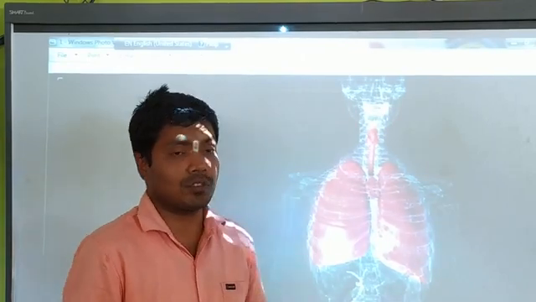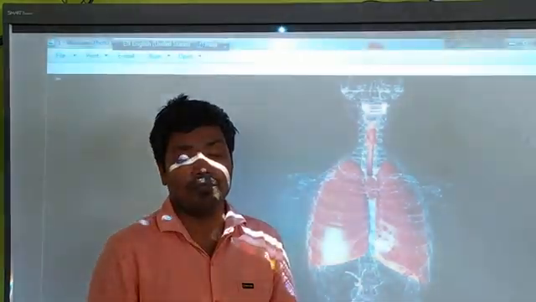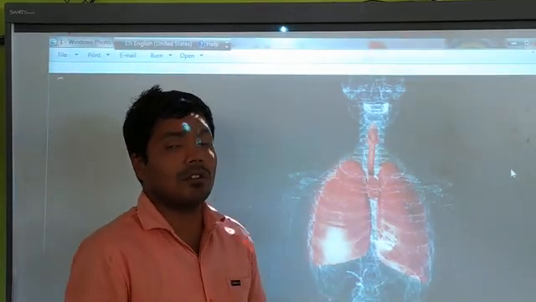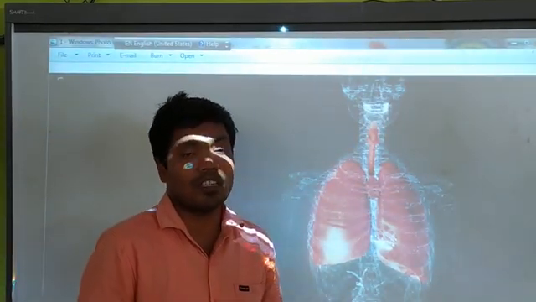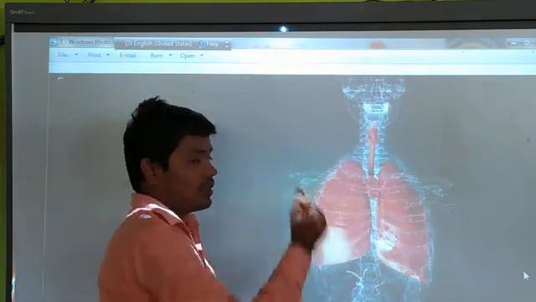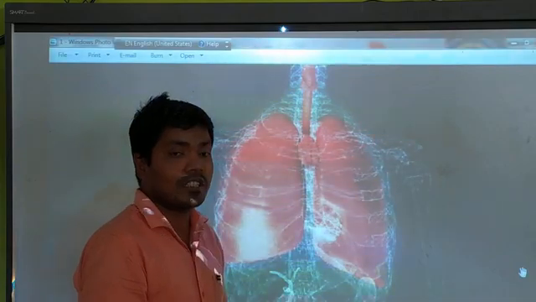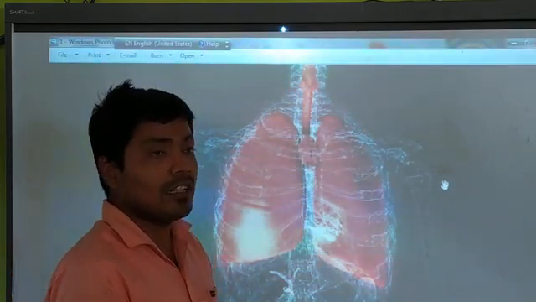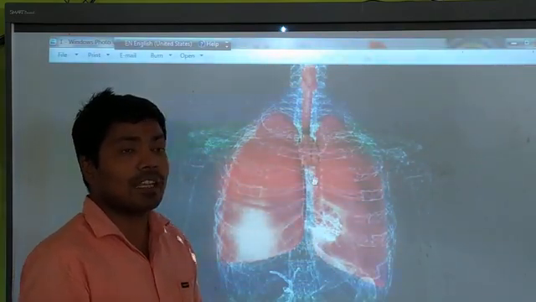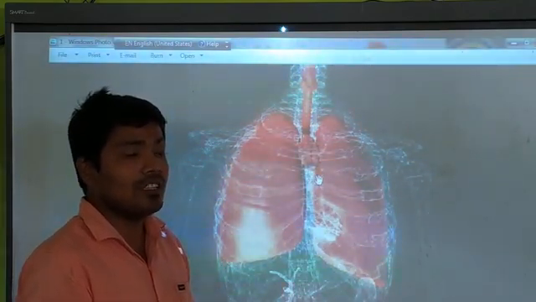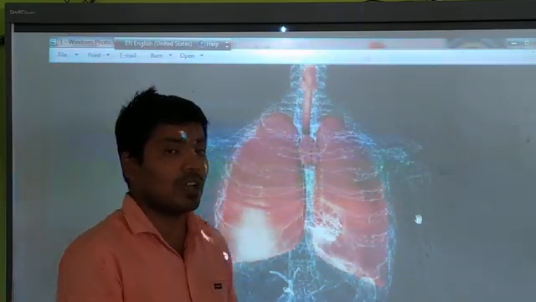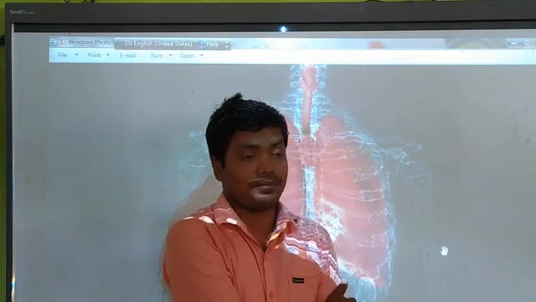Our nose, windpipe and lungs are the parts of our respiratory system. These three things are the parts of our respiratory system. Respiration means to take breath in and out. We know very well, dear friends, we cannot live without air. Why? Because we breathe in oxygen and we breathe out carbon dioxide.